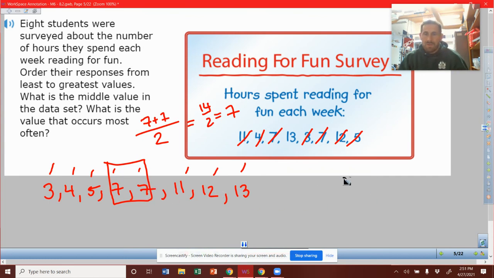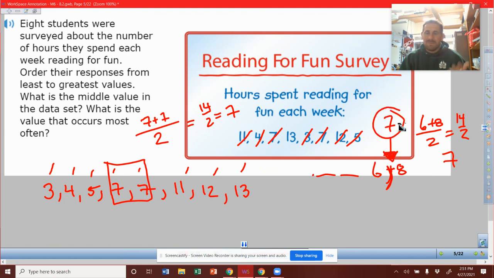But if we got in the middle of some list, and in the middle there was 6 and 8, were the 2 numbers that were in the middle of this list, we do 6 plus 8, and then we divide that by 2, and we'd get 14 divided by 2. We'd still get that the middle number is 7, even though there isn't an actual 7 in the middle of the list. So just so you know, that's how we'll find that.